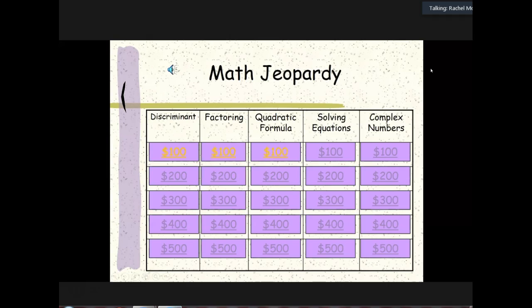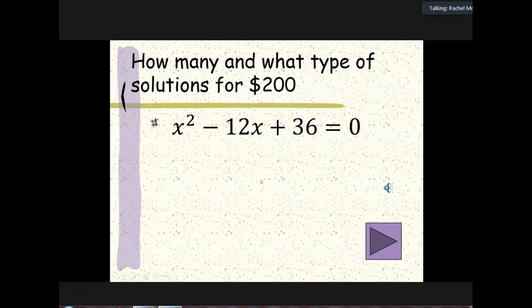Okay, category of points go to Spencer. Okay, how many? So this one asks for how many and what type of solutions from that discriminant. So I want to know how many and what type.